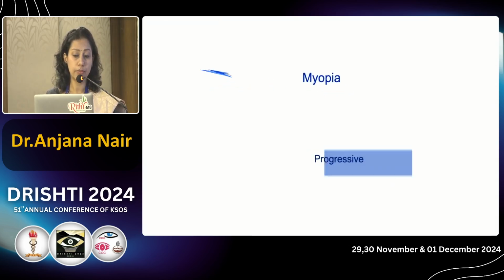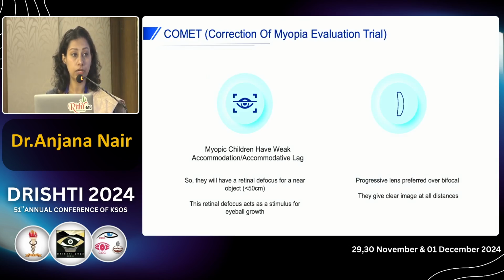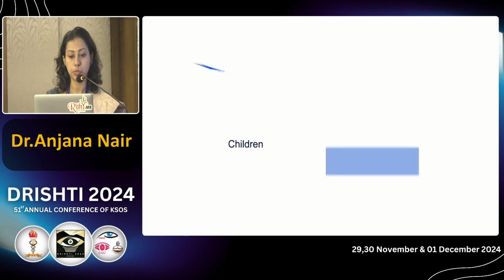Progressive myopia. What happens in progressive myopia? There is a weak accommodation. There's an accommodative lag in patients with myopia. Whenever there is an accommodative lag, there is a retinal defocus for a near object. When the retinal defocus is there, it will act like a stimulus for eyeball growth. So again the myopia will increase. So it will go in like a circle. These are studies and postulates. So in order to reduce this retinal defocus for near objects, a progressive lens is preferred, and it will give a clear image at all distances.